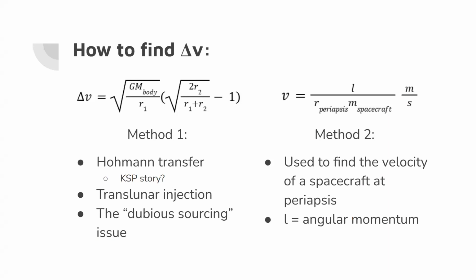The second one I found is more general, a way to find the tangential velocity of an orbit at the periapsis, which is the lowest point of the orbit. And that's found using the angular momentum on the top, and then the radius and the mass of said orbit.